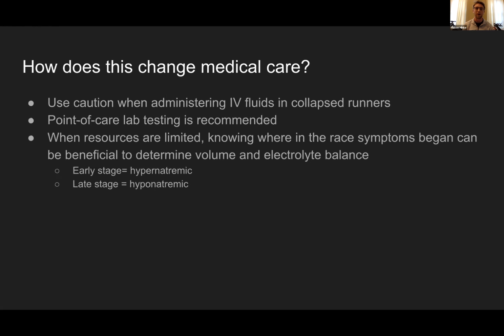Another thing, this wasn't mentioned, but butterfly ultrasound could be an interesting way to look at fluid status too, but maybe it would be a little bit more beneficial in the severely fluid depleted patients, but another easy, cheap thing to improve with medical tent care. And overall, when resources are limited, knowing where in the race symptoms began can be beneficial in determining what the volume status and electrolyte balance is. So, at least with this research, in early stages, athletes are more likely to be on the hypernatremic side, whereas later on, they're likely to be more hyponatremic.